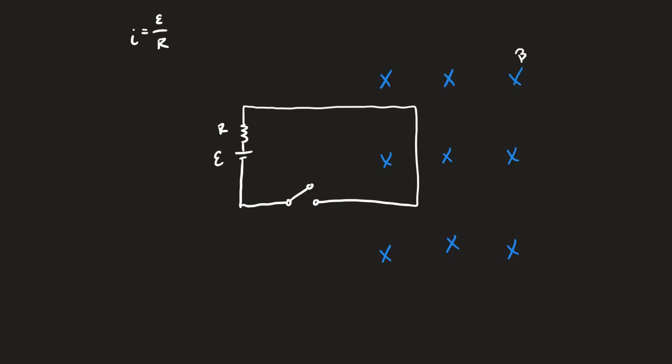But once I close that switch, there's going to be a force on this loop. So tell me, what direction will this loop be pulled or pushed? So will this loop be pushed into the magnetic field or pulled out of the magnetic field?